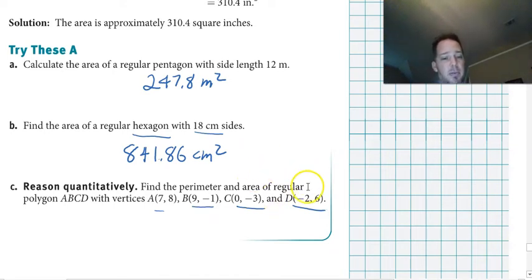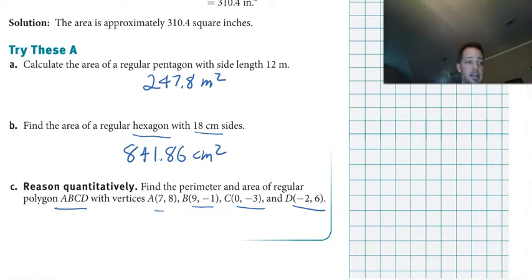So it says find the perimeter and area of regular polygon ABCD with these vertices. Well, if it has 4 vertices, it has 4 sides. What do you call a regular polygon with 4 sides? That would be a square. So we don't need to use the formula. This is a much easier question.